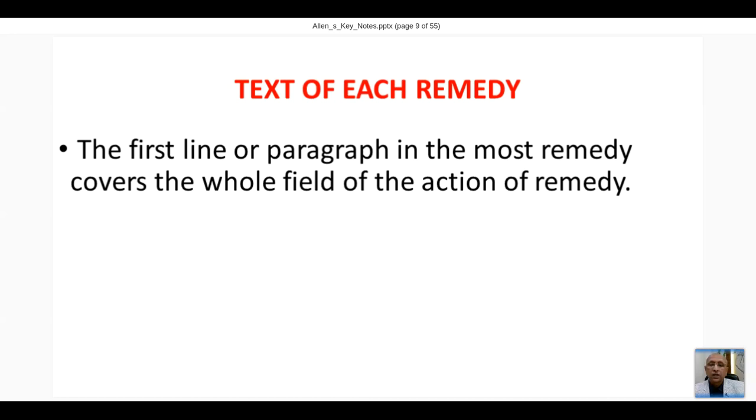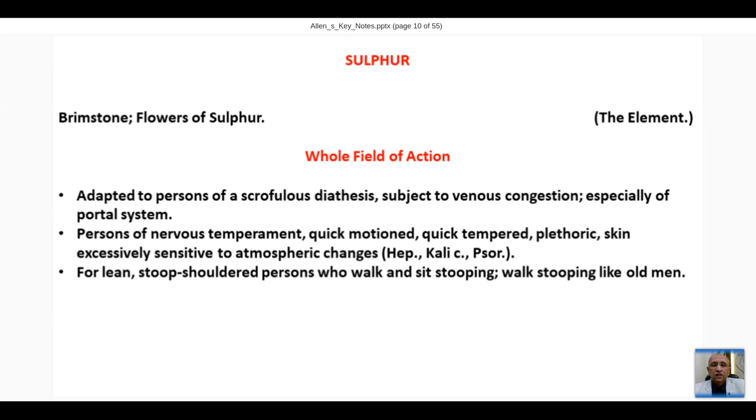You open the Allen, you open any polycrest. For example, we'll open the sulfur from the Allen and we'll read what is there. Just if you have books, open your book, you will find that for sulfur, the first common name is given, the brimstone, flower of sulfur, the element. And see, the first 2-3 lines explain the whole field of action, where exactly this remedy will go into work. So see what is written over there.